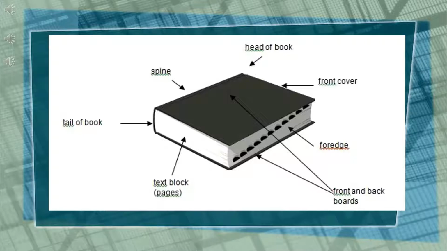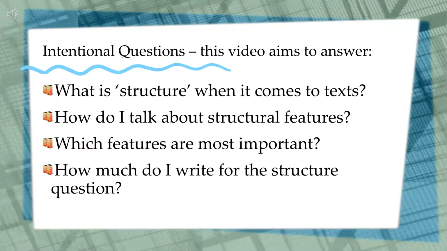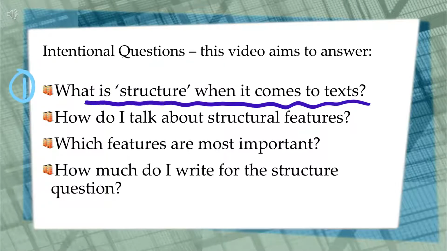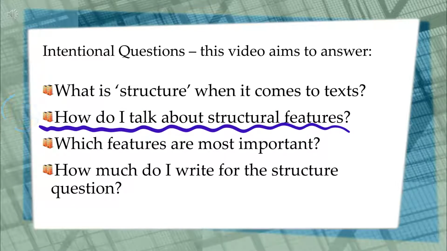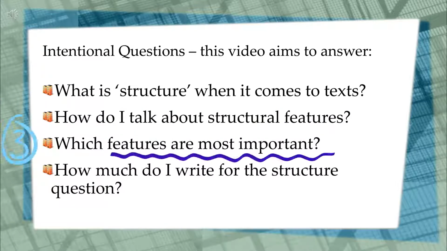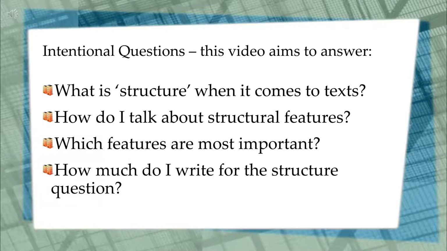In this video, we will be looking at the narrative and/or story structure, which is what examiners want you to focus on in Paper 1, Question 3 for AQA. The intended questions which will hopefully be answered by the end are: 1. What is structure when it comes to text? 2. How do I talk about structural features? 3. Which features are most important? And 4. How much do I write for the question? If you feel by the end that any are unanswered, then leave any questions or comments and I'll try to get back to you as soon as I can.